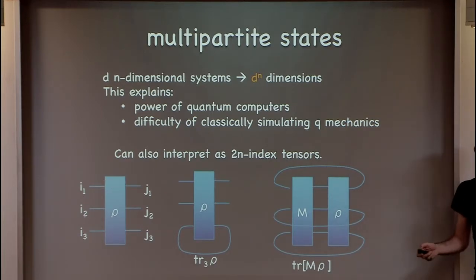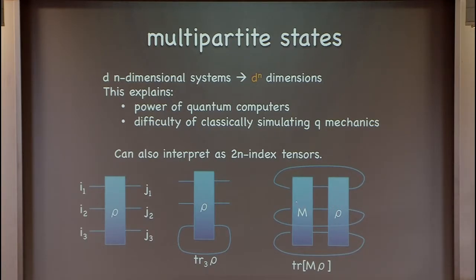Many operations that you want to do, you can interpret as gluing these tensors together. For example, the partial trace is you set i3 equal to j3 and you sum over all those values. That just means drawing a line between them. Whenever you draw a line, you sum over all the values of that index. And if you want to perform a measurement, then you multiply the two, which means sticking the two next to each other, and then taking the trace over the whole thing. These pictures are nice. For example, it's transparent from here that trace of M rho is equal to trace of rho M. And there are a lot of other things you can do with these tensors.